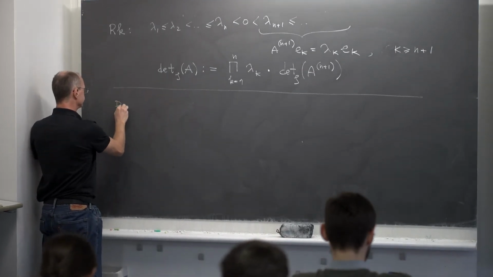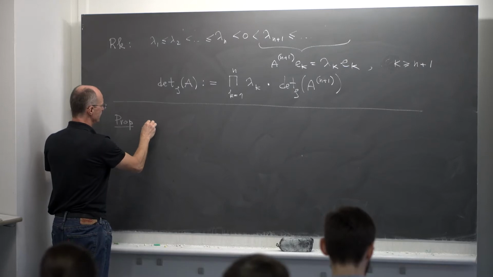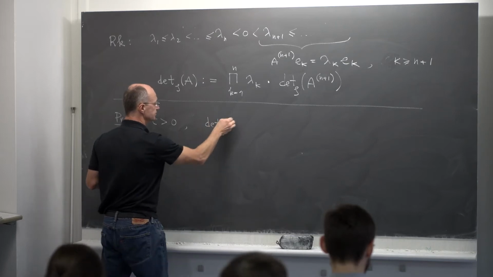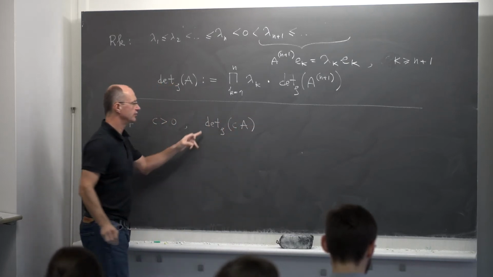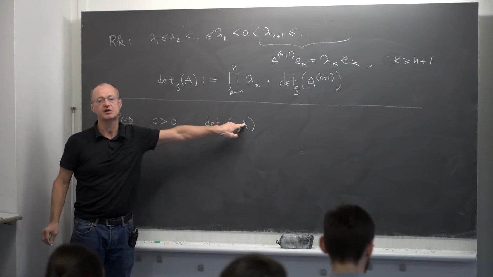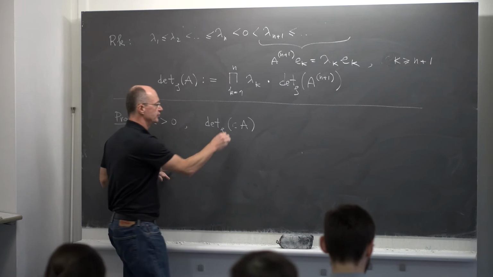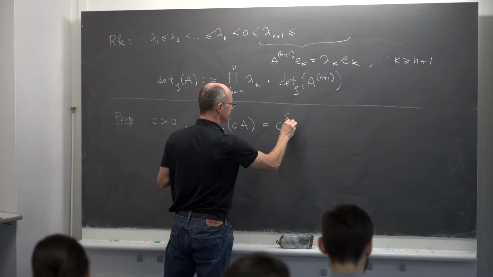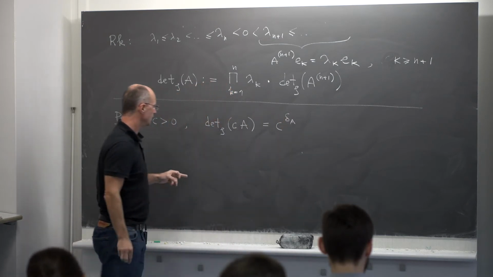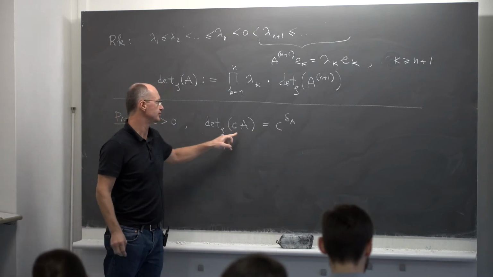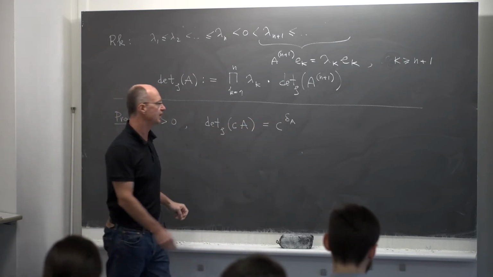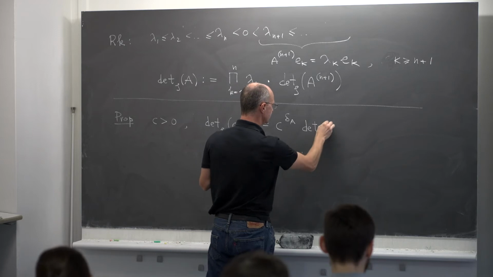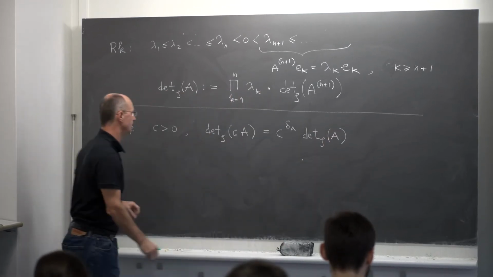Now a proposition. Suppose that I take a positive real number c and I consider the Zeta-regularized determinant of this positive number times A. Of course, c times A is an operator with similar properties. So then, at least for positive eigenvalues, that's what we get. We get c to the power delta A, and we get this Zeta-regularized determinant of A.